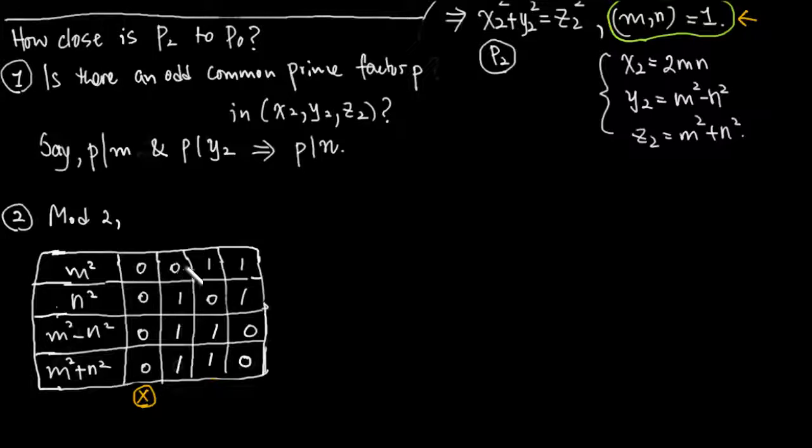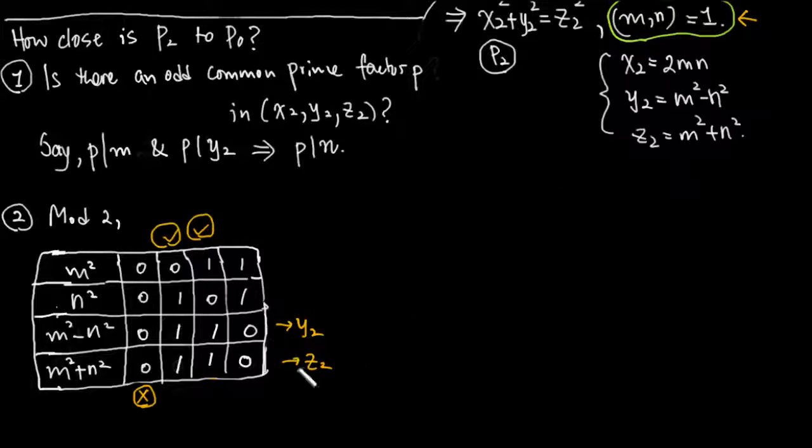So if you look at the case where m and n have opposite parity, one is even and the other is odd, then in both cases, as you can see, m squared minus n squared, which is the y2 value, and m squared plus n squared, which is the z2 value, are odd values, so they do not have a factor of 2. That's actually good. When m and n have different parity, there will not be any common factor of 2.